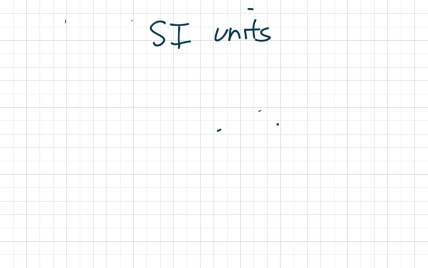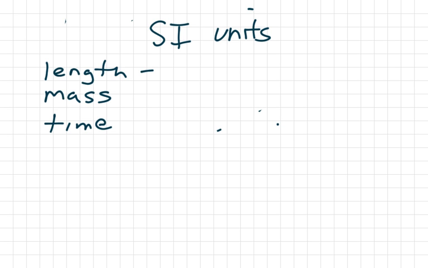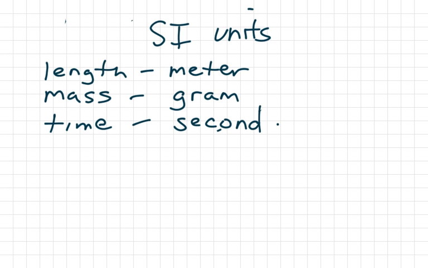So as we begin our study of mechanics, we'll want to know about length, mass, and time. And for length, we're going to be using the basic meter. Mass is a gram, and time will be the second. This will be a small case m, a small case g, and a small case s.